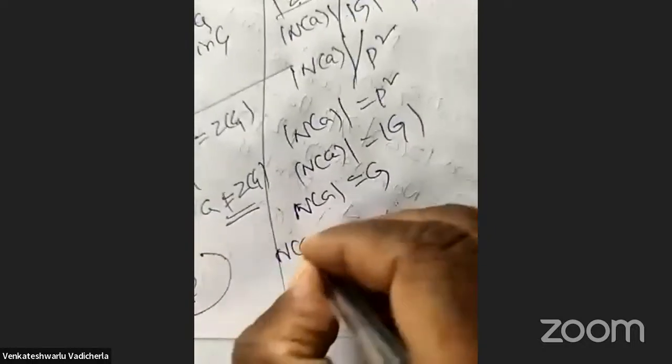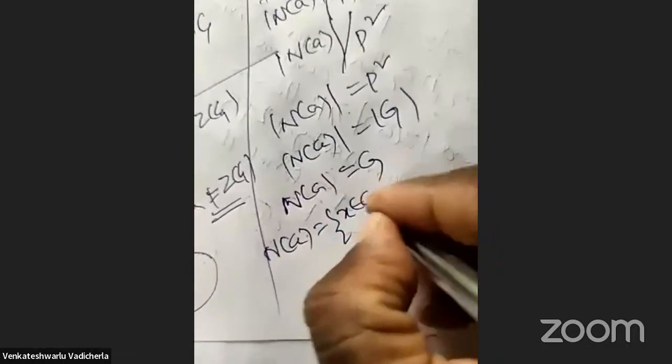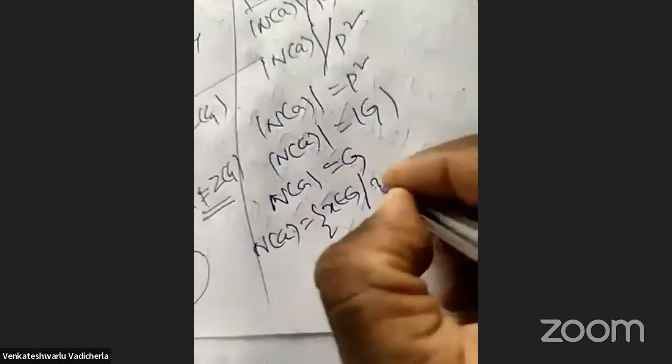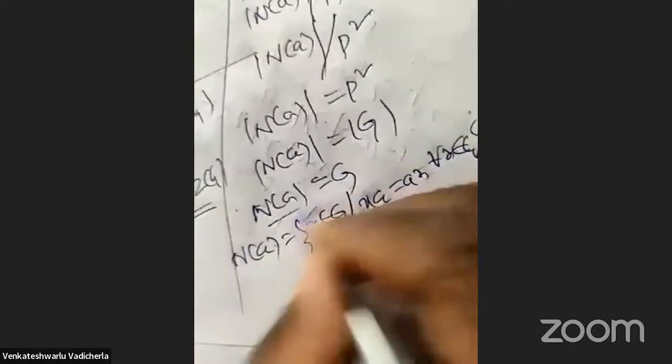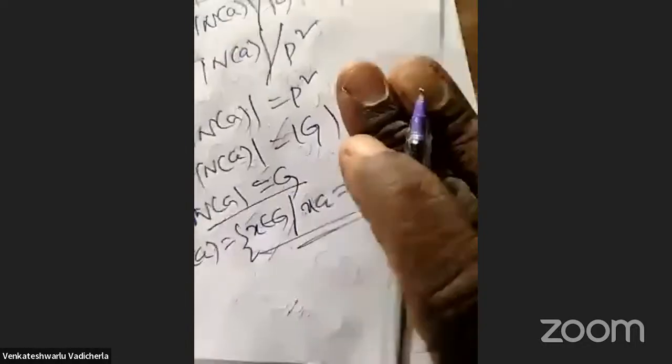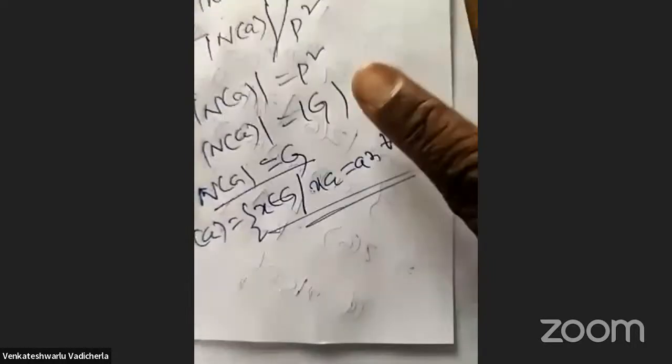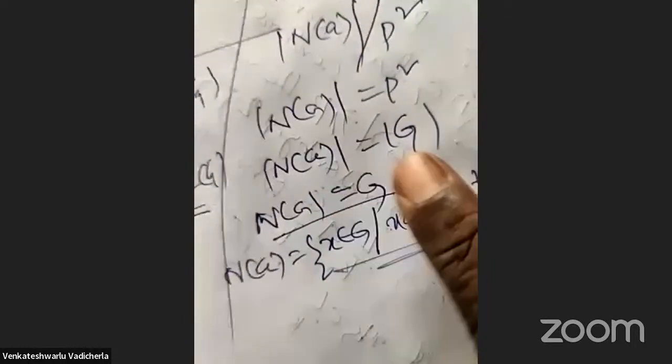What is the definition of the normalizer of A? It is the set of elements X of G such that XA is equal to AX for all X in G. This is the definition of N of A. So can we know that N of A is equal to G?